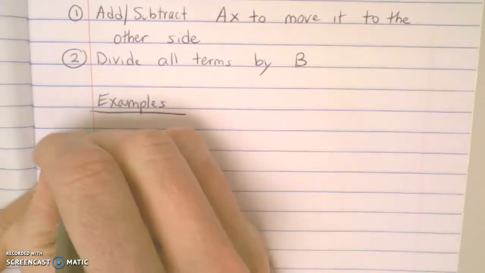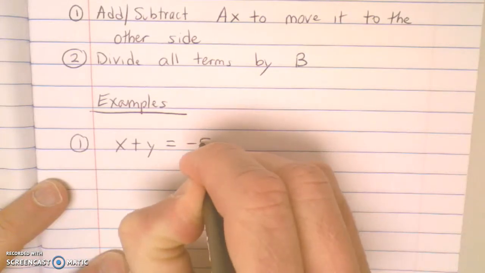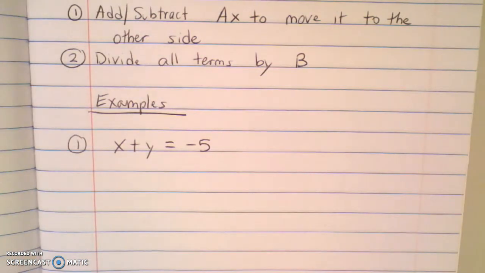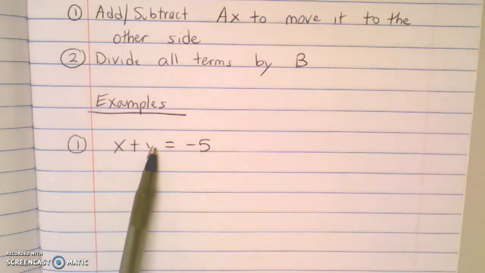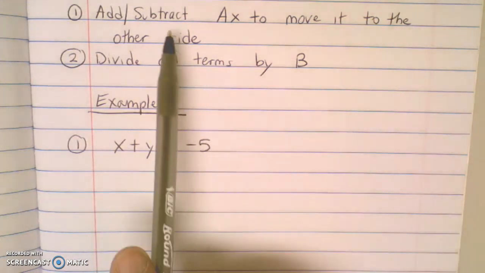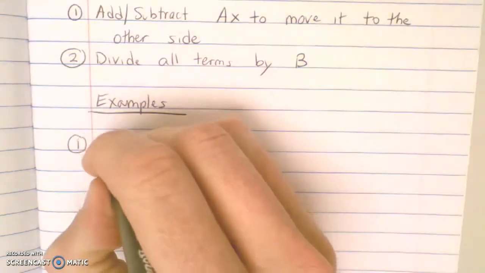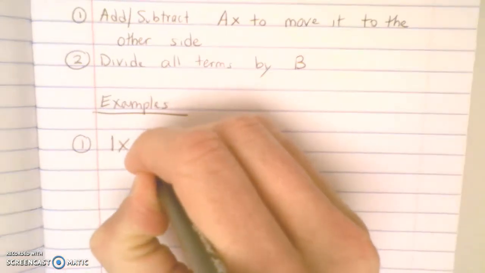Let's say I gave you the equation x plus y equals -5. I can tell that this isn't in slope-intercept form because the y isn't solved for. The y isn't all by itself on one side of the equation. So I need to undo and get this to the other side of the equation. Remember, my first step was to either add or subtract the ax term. In this case, a would be 1, and b would also be 1.